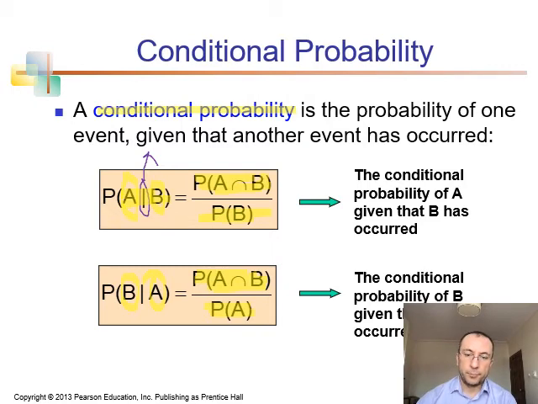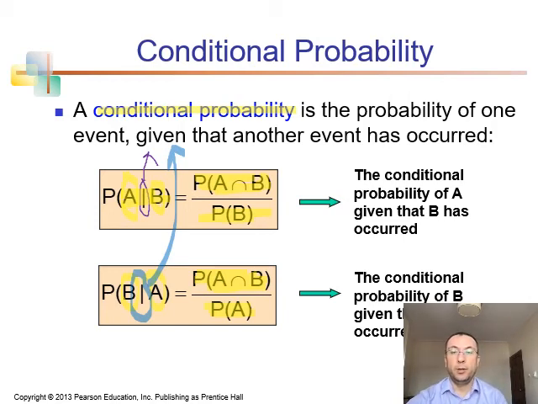So this line here means given. So probability of B given that A has happened. That's the idea of conditional probability.